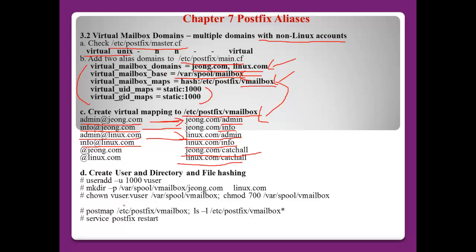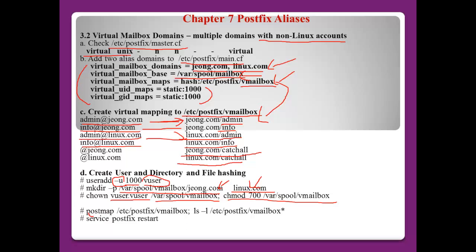And after that, we have to create the user and directory and file hashing. First one, useradd -u, this one means the UID 1000. In my case, the username will be vuser, meaning the virtual user. And after that, we need to create the mailbox directory here, /var/vmailbox/jung.com and linux.com. This one is the directory name, the domain name, linux.com. And after that, we have to change the ownership to vuser for /var/mailbox, and set the permission 700.